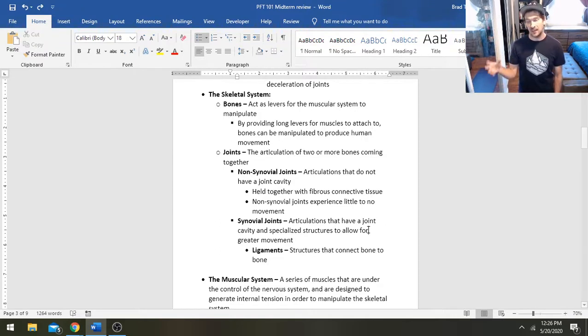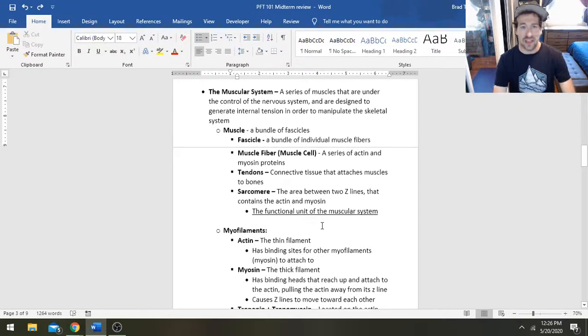So in the same way that tendons are attaching your muscles to your bones, ligaments are attaching your bones to your bones, right? So a tendon is soft tissue connecting to hard tissue. Ligaments are attaching two hard tissues together. So that is sort of that in a nutshell.